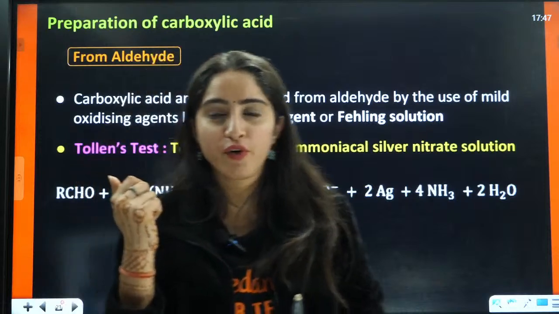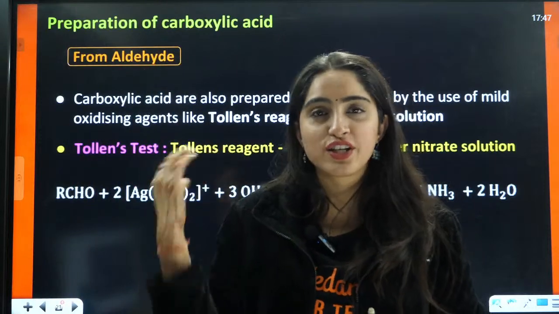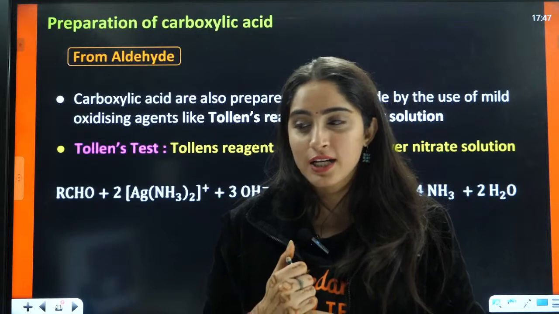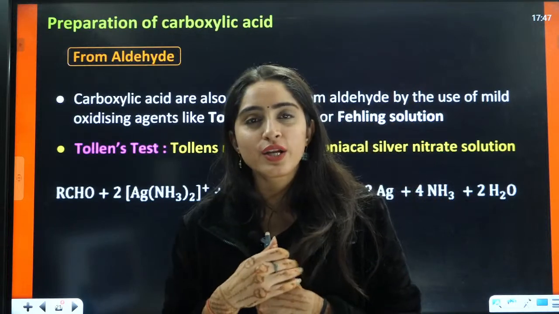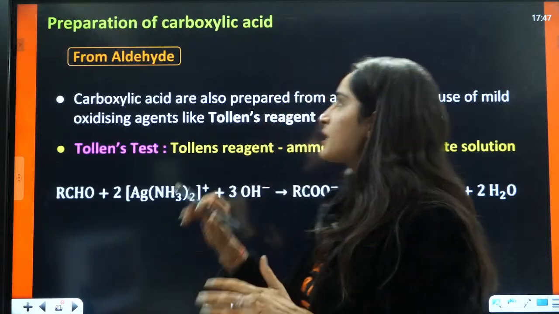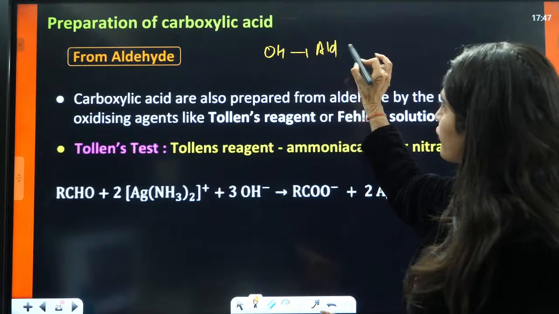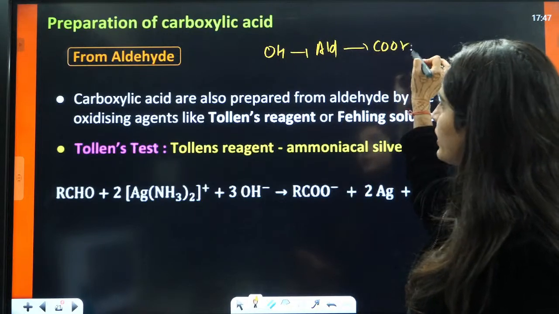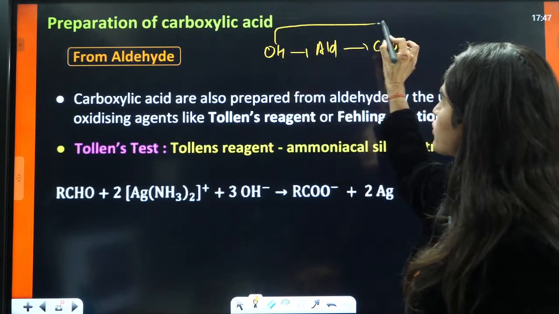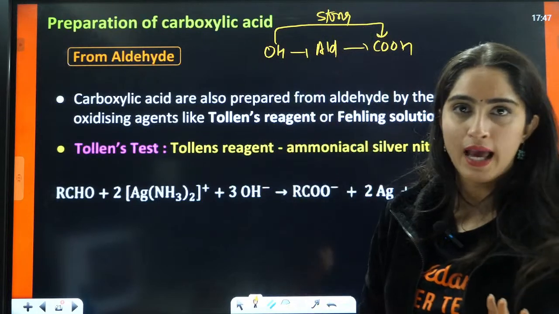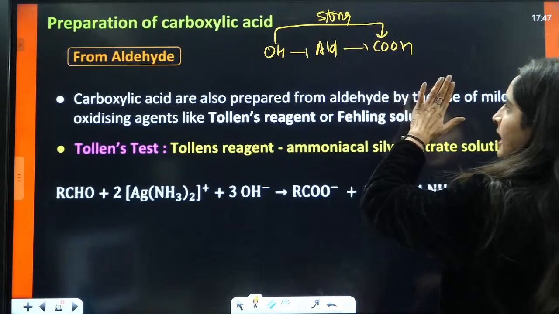Have we done this before? Have we done the oxidizing agents? Have we done these mild oxidizing agents, right, before or not? Tollens reagent, right? Because we know that from OH to aldehyde, you need a mild one. From aldehyde to COOH also, you need a mild one. But from OH to COOH, you need a strong oxidizing agent, right?